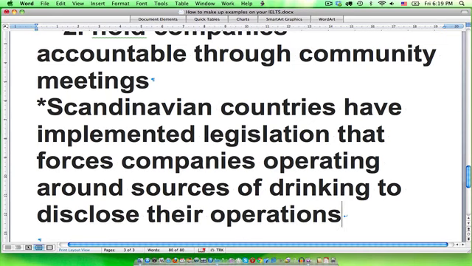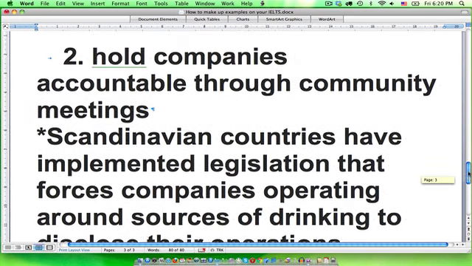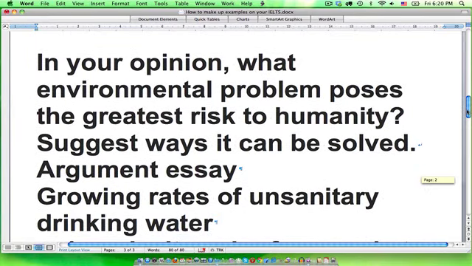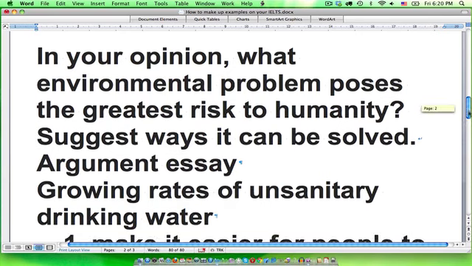Okay. So now I want to write the essay from start to finish, and you have to bear with me because I haven't prepared too much ahead of time. So we're just going to pull this from my head as we go along. But we're going to use these two examples and these two suggested ways to counter the problem of polluted drinking water in our essay. Okay, so let's just go back up real quick and read the essay question once more so we've got it nice and clear in our minds. So in your opinion, what environmental problem poses the greatest risk to humanity? Suggest ways it can be solved. Okay, that's very straightforward.